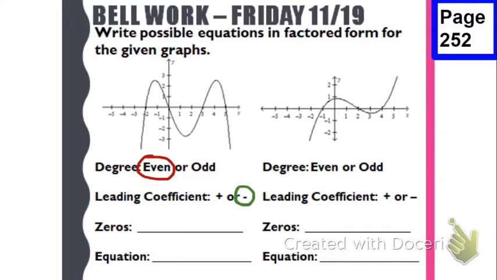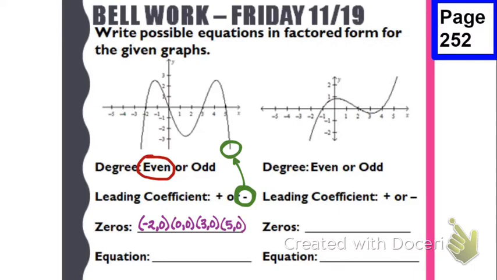Negative. We only care about one side when it comes to the leading coefficient. Which side is that again? Right side. Zeros. How many x-intercepts do you see? 4. What are they? (0, 0), (3, 0), and (5, 0).